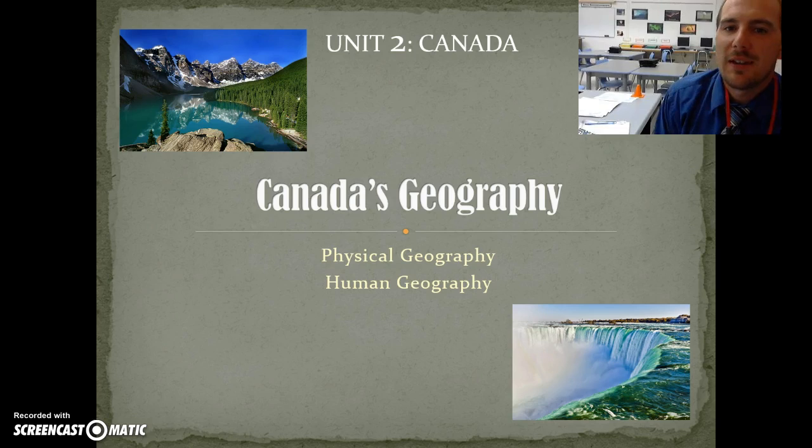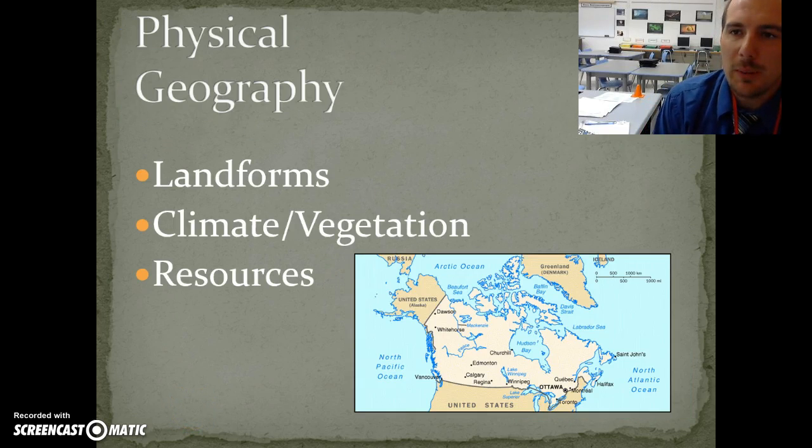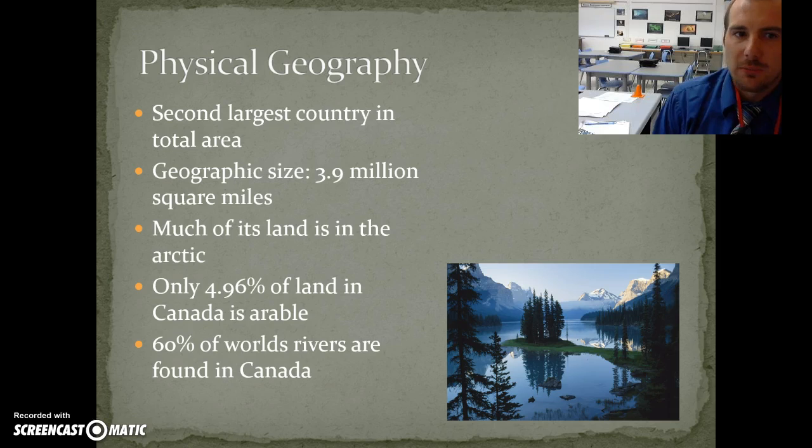But today we're going to focus on Canada's geography, and we're going to talk about their physical geography and their human geography. So when we talk about physical geography, we're referring to the landforms that make up Canada. We're referring to the weather and climate, what grows in Canada, and also any of the natural resources that are found in Canada. So that's what we're talking about.